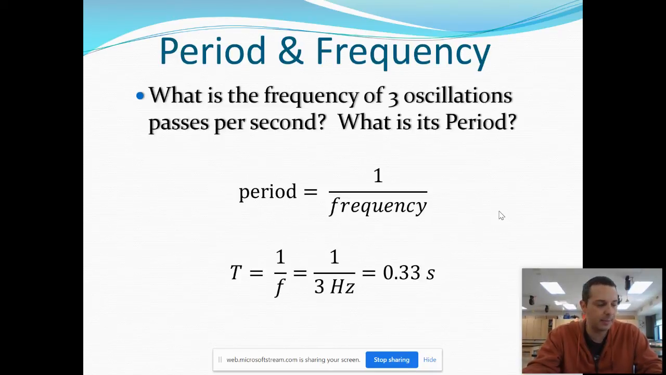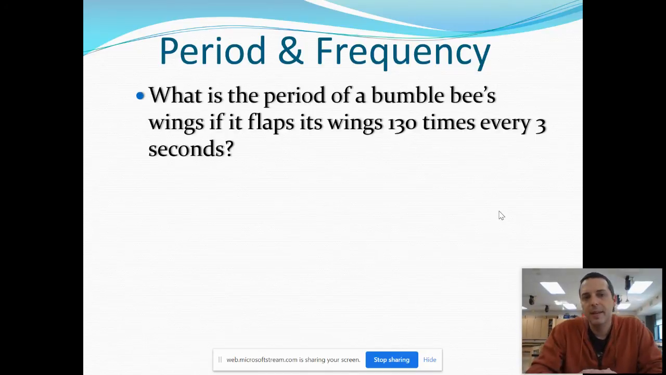Let's try another example. This one's also in your notes. In this example, it says, what is the period of a bumblebee's wings if it flaps its wings 130 times every 3 seconds? Now here we're not given such clean numbers. We're not doing it per second. They're saying that this is happening 130 times every 3 seconds. We want period, and that is time.